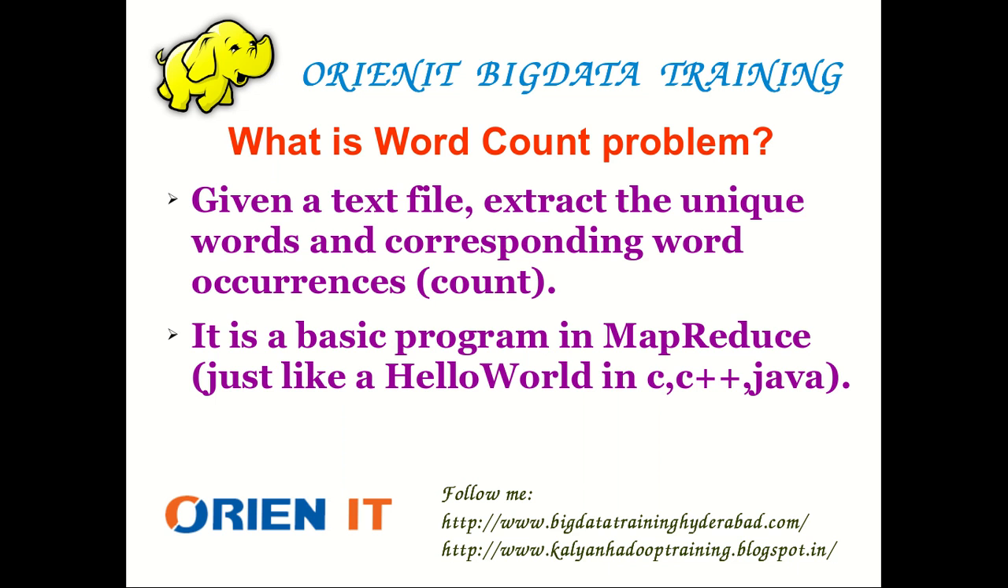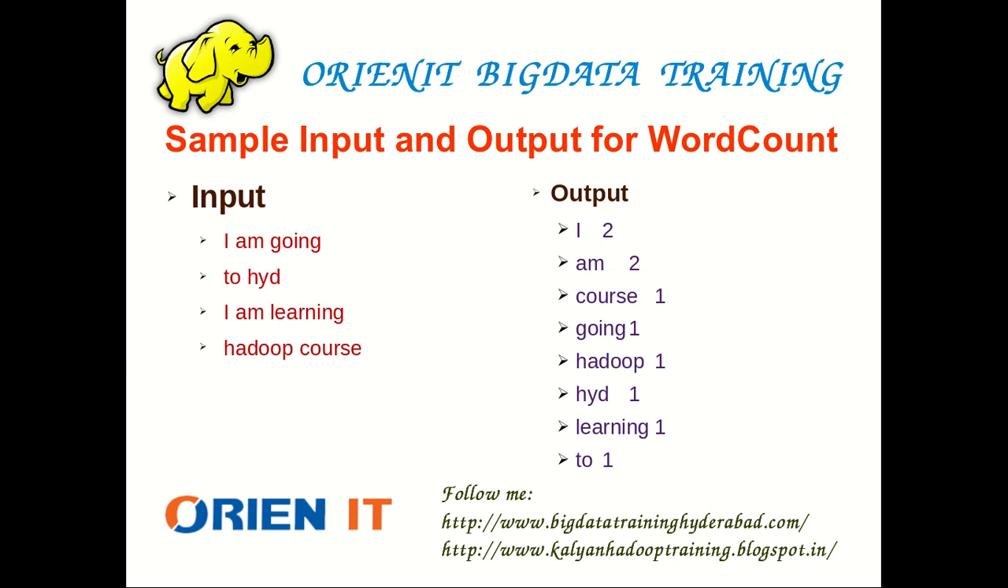Now let's understand it with an example. This is one example of how word count works. This is the input I am giving: a text file with 4 lines. The first line contains I am going, the second line contains to Hyderabad, the third line contains I am learning, the fourth line contains Hadoop course. Now we need to process this entire file using MapReduce. Once we process this, we get an output. The expected output is I 2 times, am 2 times, course 1 time, going 1 time, Hadoop 1 time, learning 1 time, to Hyderabad, so they all come 1 time. This is the expected output when we execute this.